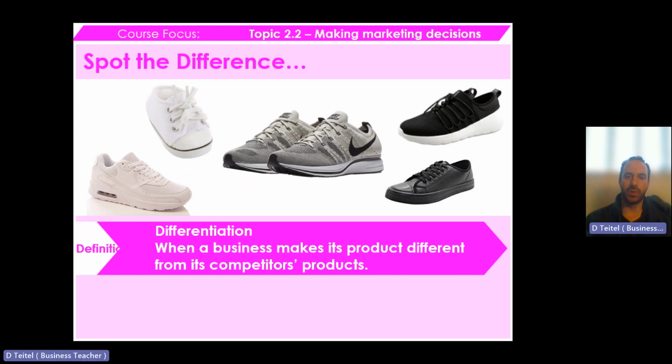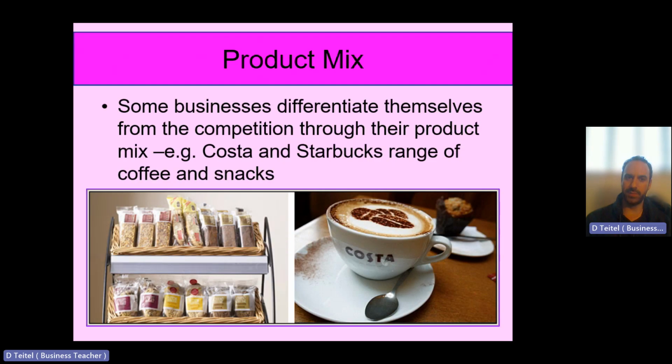So, differentiation is when a business makes its product different from its competitors' products. In the product mix, some businesses differentiate themselves from the competition through their product mix. So Costa and Starbucks offer a range of coffee and snacks.